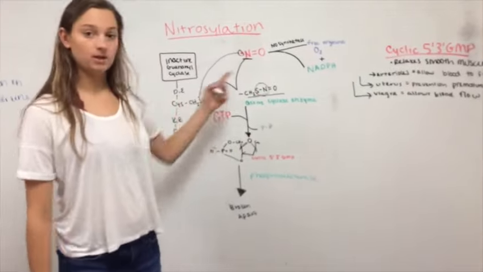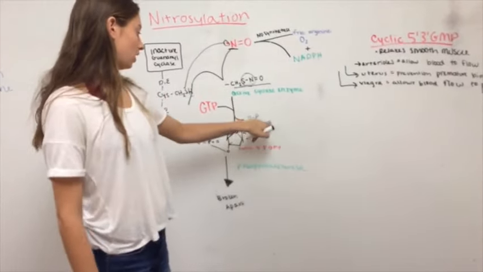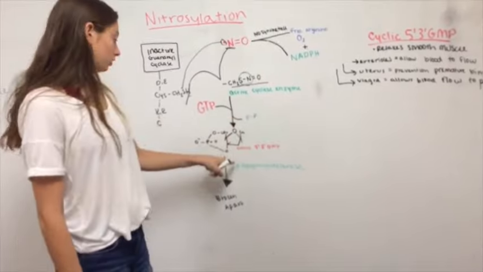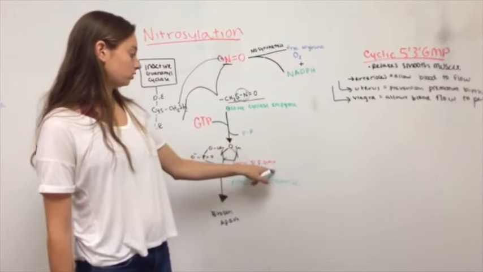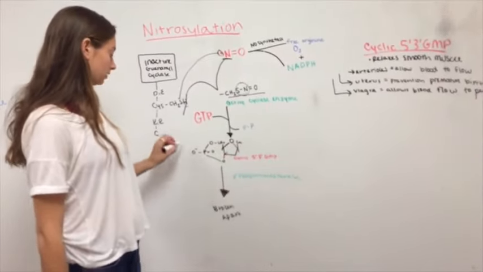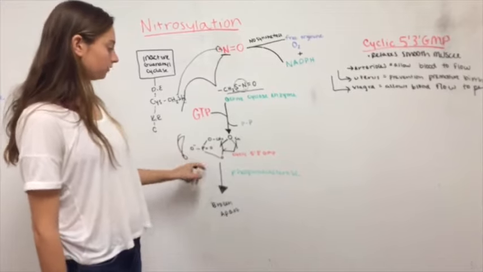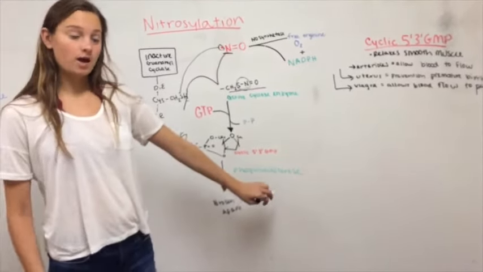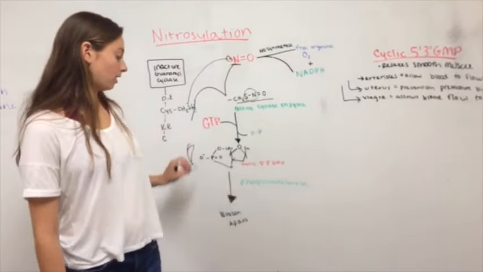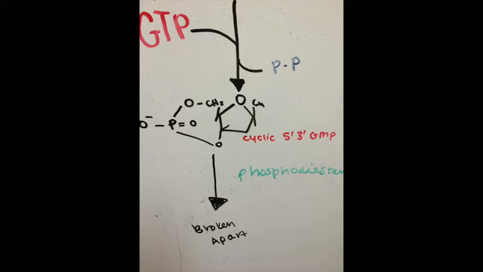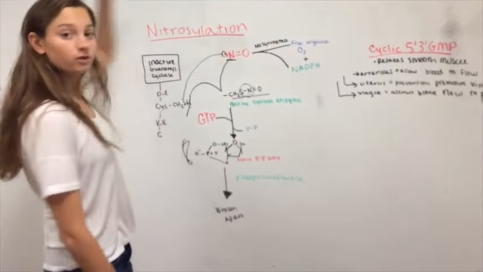Then GTP comes in as an energy source and releases a diphosphate, creating cyclic 3',5' GMP, the main product of this process. But then it can also be reversed with phosphodiesterase, an enzyme used to break phosphate bonds. And then the whole thing starts over again.